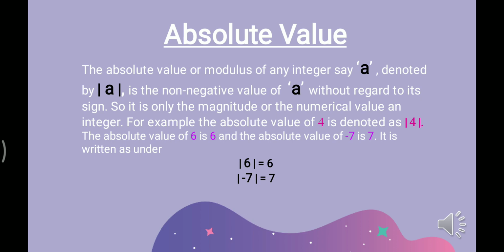And it should be noted that this absolute value will always be non-negative. Non-negative means all the positive integers and 0. For example, the magnitude of 0 is 0. The magnitude of minus 2 is 2. So it can never be negative.